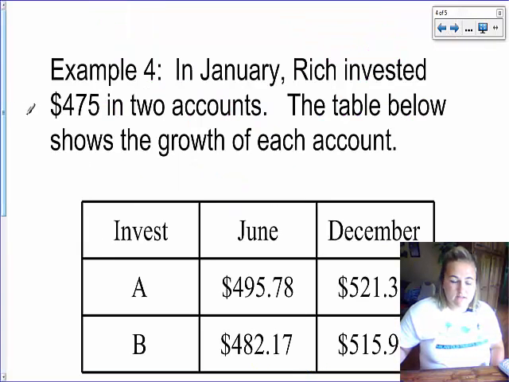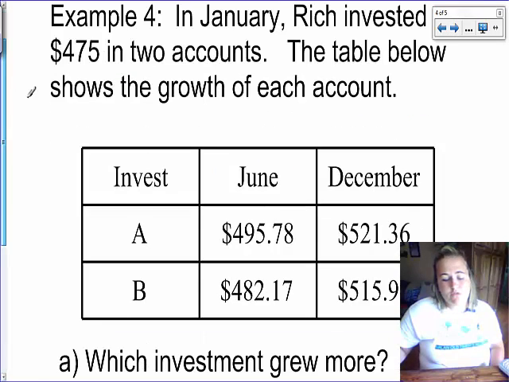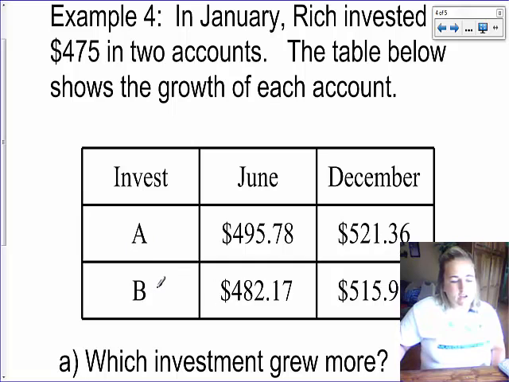Last example here. It says, in January, Rich invested $475 into 2 accounts. The table below shows the growth of each account. So he has investment A and investment B. These are the 2 separate accounts. In June, investment A had grown to $495.78. And then in December, it grew to $521.36. Same thing with B. He started with $475, it grew to $482, and then grew again to $515 and some change.